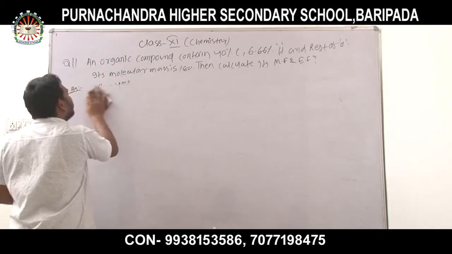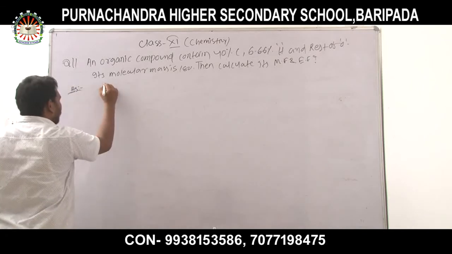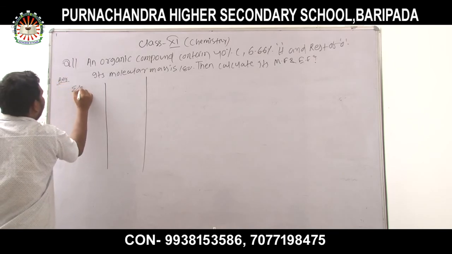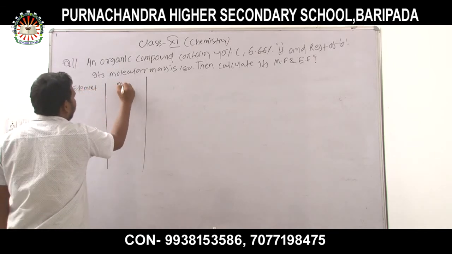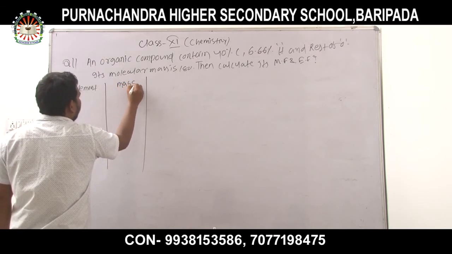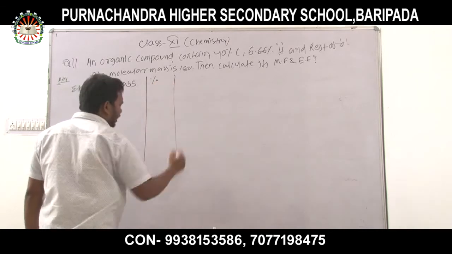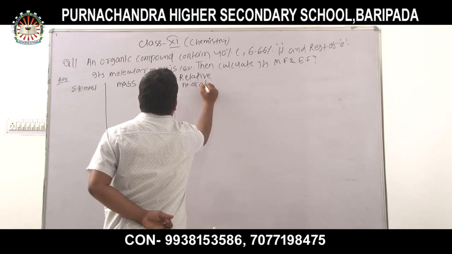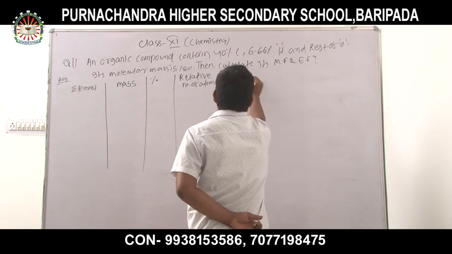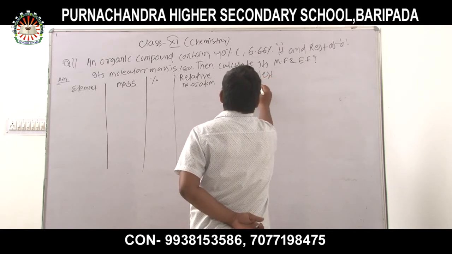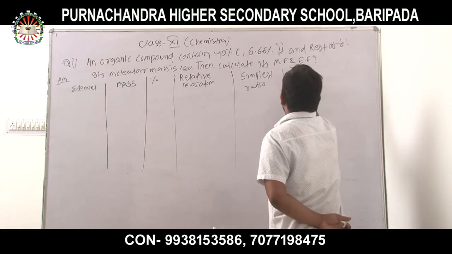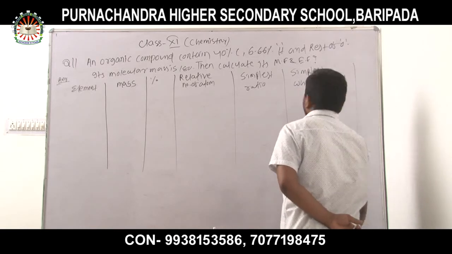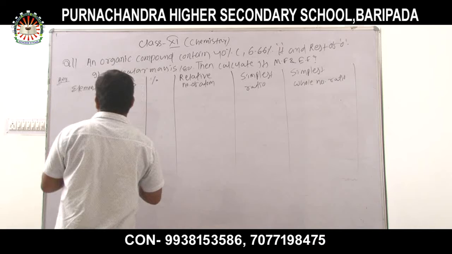For solving this problem, we draw a table with the columns: element, mass percentage, relative number of atoms, and simplest whole number ratio.